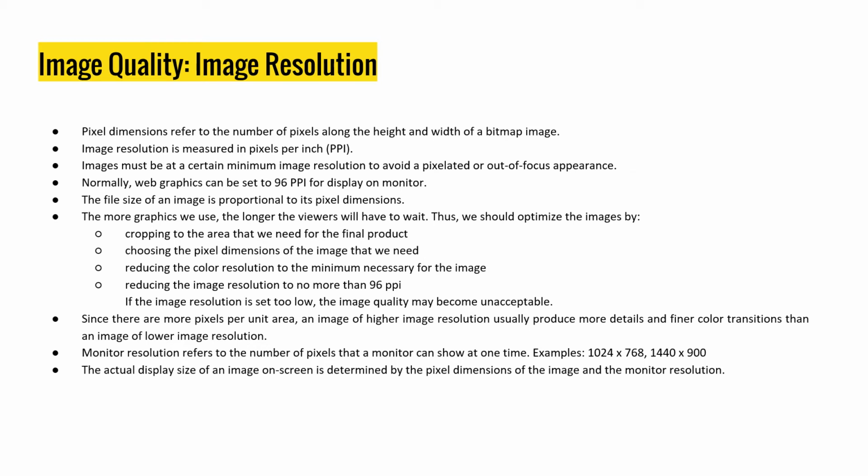Thus, we should optimize the images by cropping to the area that we need for the final product, or choosing the pixel dimensions of the image that we need, or reducing the color resolution to the minimum necessary for the image, or even reducing the image resolution to no more than 96 ppi. If the image resolution is set too low, the image quality may become unacceptable. Since there are more pixels per unit area, an image of higher image resolution produces more details and fine color transitions than an image of lower image resolution.